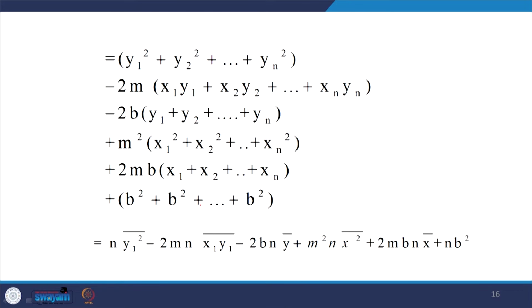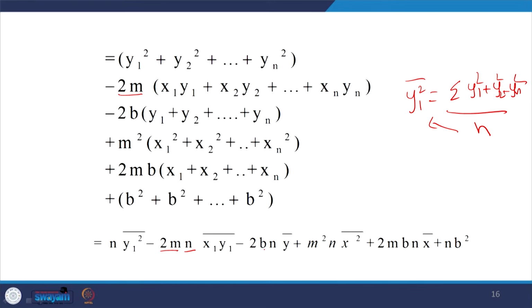So here, if I want to know the y square mean, what I am going to do is take sigma of y1 square plus y2 square up to yn square, divided by n. So the summation I am going to write in terms of its average. Instead of y1 square plus y2 square and so on, I can write n times y square bar. Similarly, the minus 2m term, this one I can write as n times xy bar.